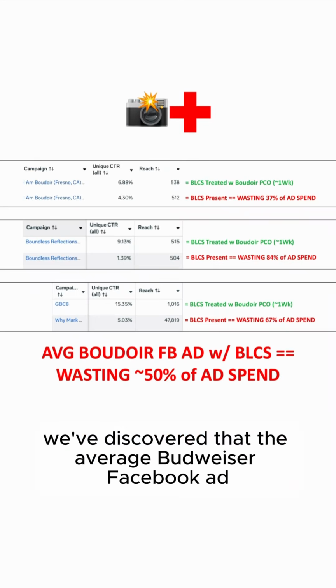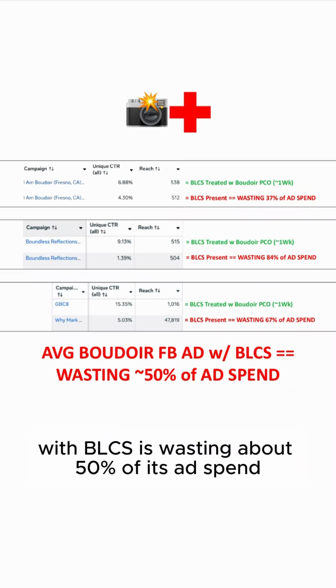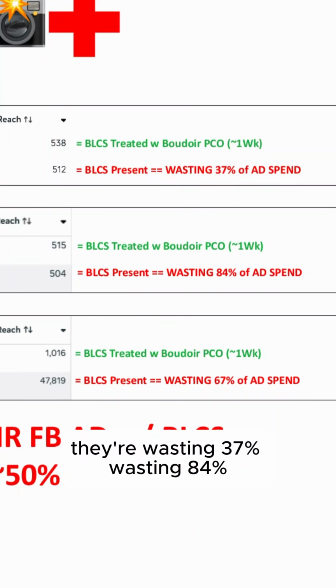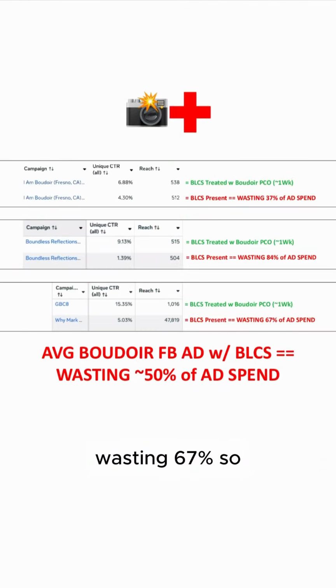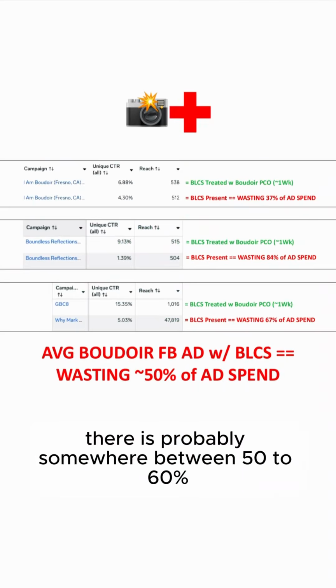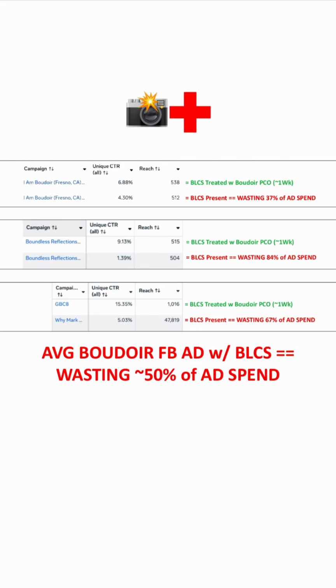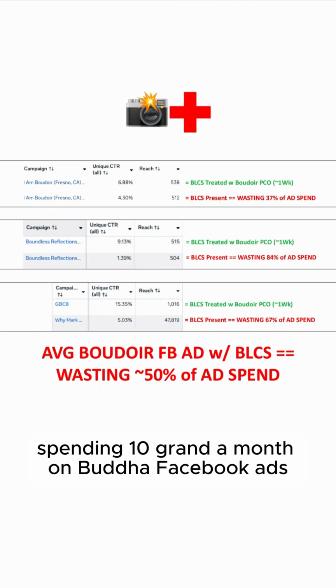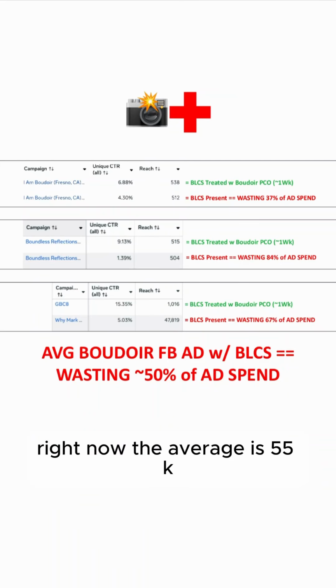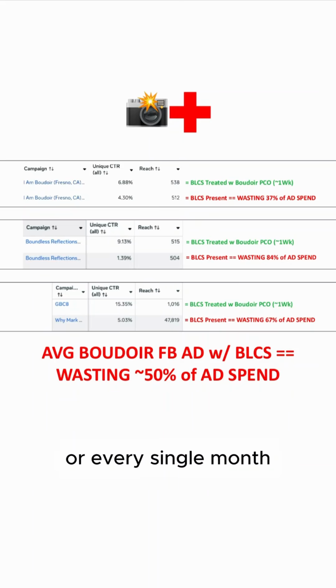So we've discovered that the average Boudoir Facebook ad with BLCS is wasting about 50% of its ad spend. I mean, look at these numbers here. They're wasting 37%, wasting 84%, wasting 67%. So, the average there is probably somewhere between 50 to 60%. And so, spending 10 grand a month on Boudoir Facebook ads right now, the average is 5K that's being wasted every single month.